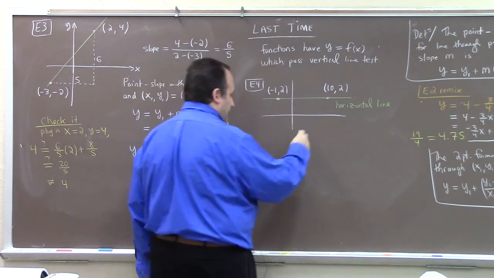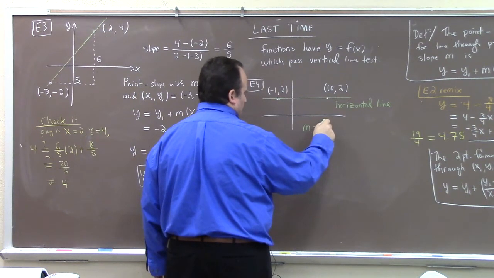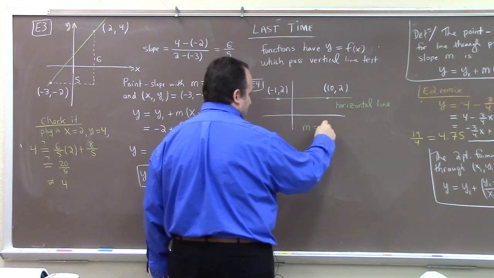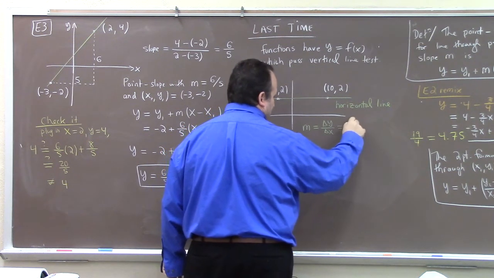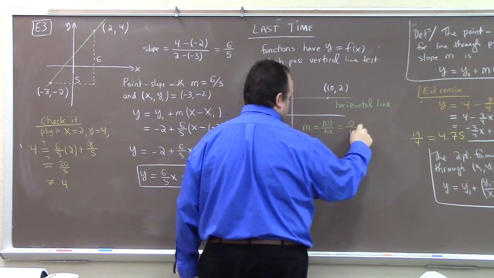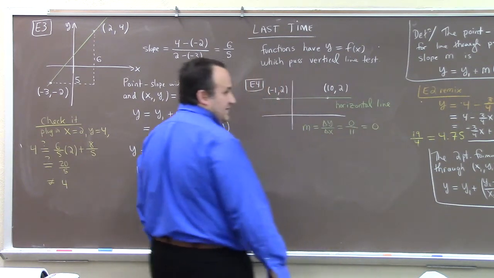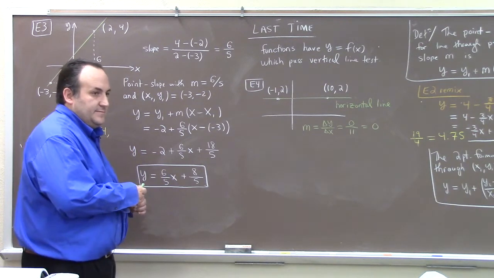So m. So what's the change in y? The change in y here is 0. The change in x would be 11, I guess. Anyway, the point is a horizontal line has slope 0.